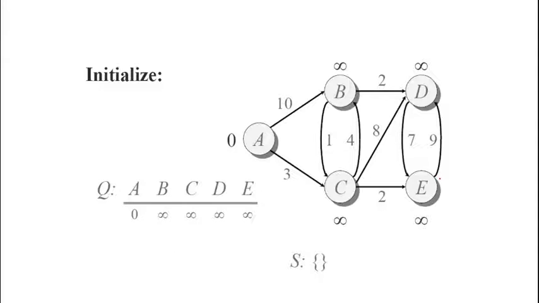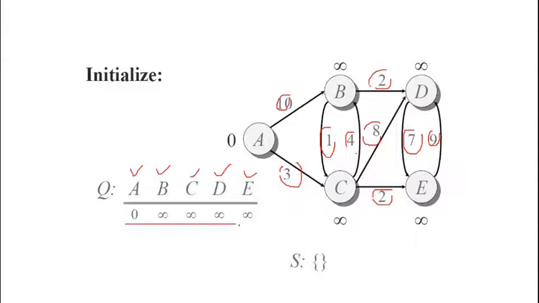Okay, look at this graph. Let's say we have A, B, C, D, E with the weights here: A to B 10, A to C 3, and after that C to B 4, B to C 1, C to E 2, and B to D 2, and C to D 8, and D to E 7, and E to D 9. Now, these are the vertices here: A, B, C.